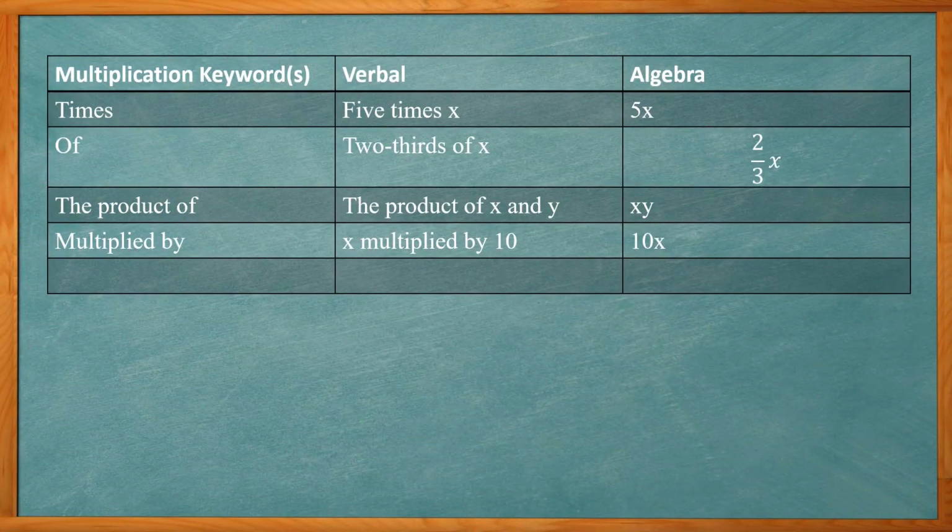Now for multiplication, if you hear the keyword times, as in 5 times x, it's going to be 5x in algebra. Or if you hear the keyword of, 2/3 of x is going to be 2 over 3 x, or 2/3 x. Product of x and y means to multiply those two together, x times y, or xy. Multiplied by, x multiplied by 10, or 10x. So that was multiplication. You hear times, of, the product of, or even multiplied by.